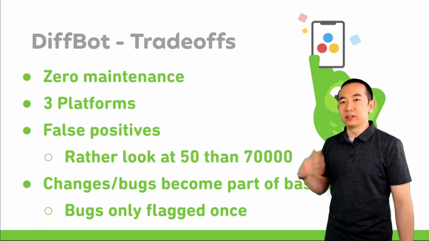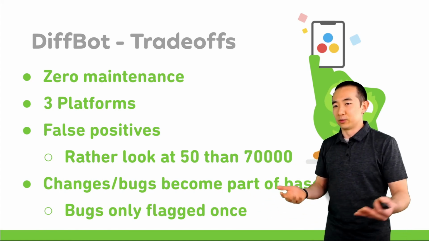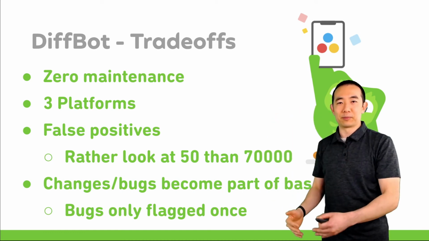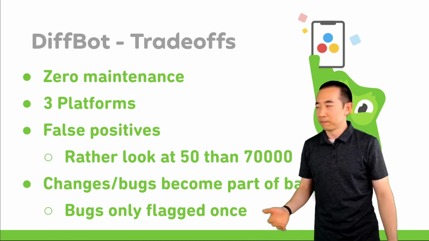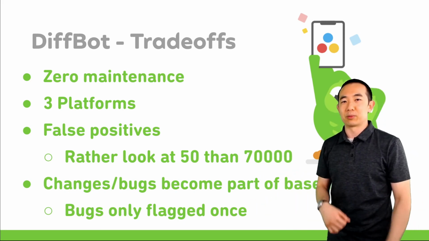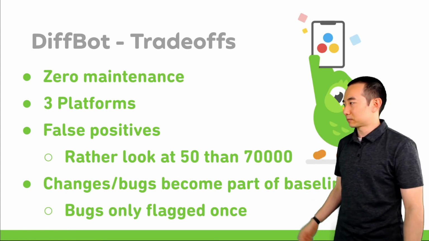In the end, we succeeded in our goal of zero maintenance. The mask generation is automatic, so there's no manual step of going in and checking and covering things up in 70,000 screenshots. So this is great. Again, we succeeded in having this run on three platforms, so it operates on the screenshots and there's no need to instrument the apps individually.